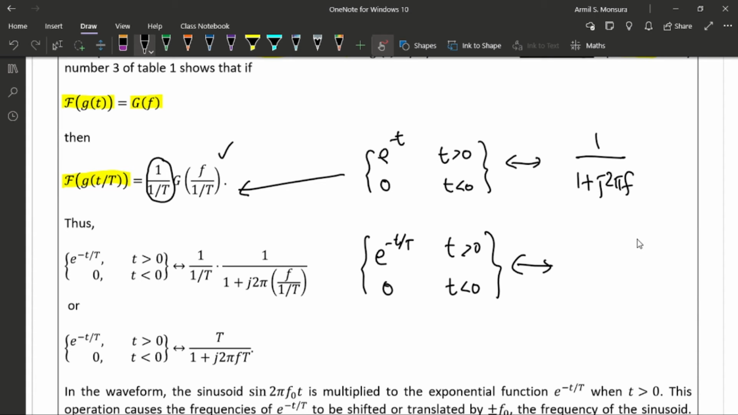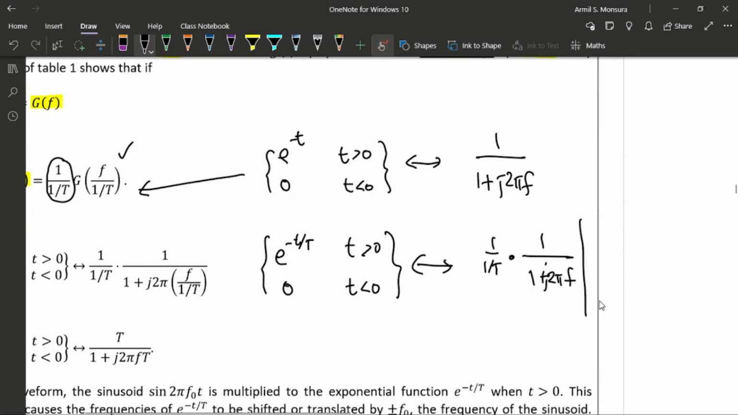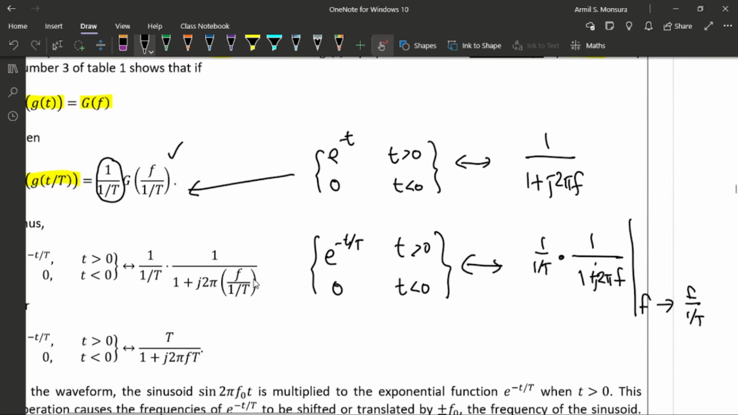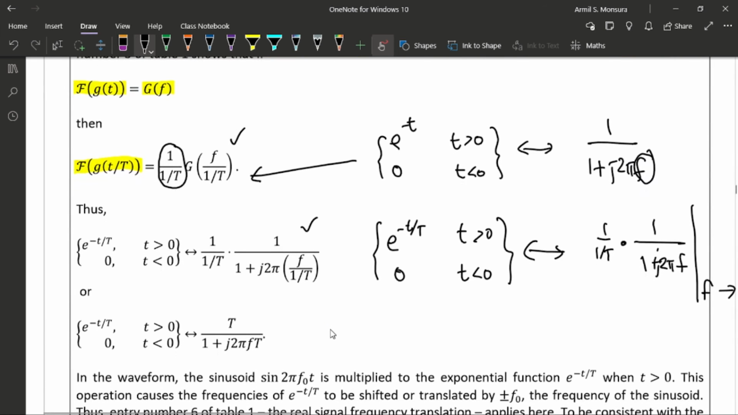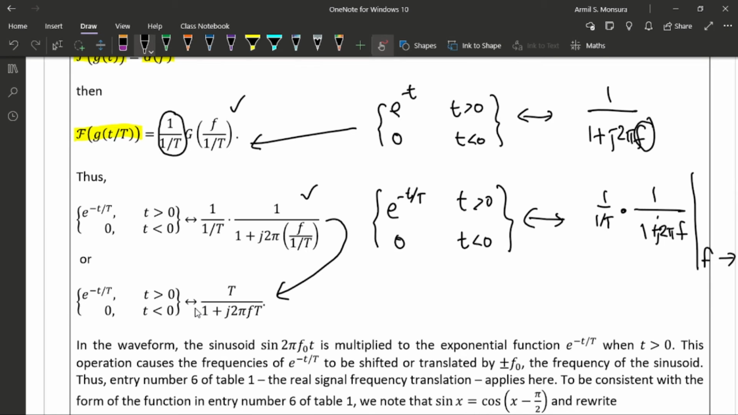So ibig sabihin nito, yung ating 1 over 1 plus j 2 pi f would have to first be multiplied by 1 over 1 over t, kung ano yung pinang-scale natin sa kanya. So that is 1 over 1 over t. And then here, it means that we will have to replace f with f over 1 over t. Yun yung gagawin natin. Ire-replace natin yung f with f over 1 over t, galing dun sa original transform natin. Now, we simplify this expression, which results to this expression, which now gives you this transform pair.